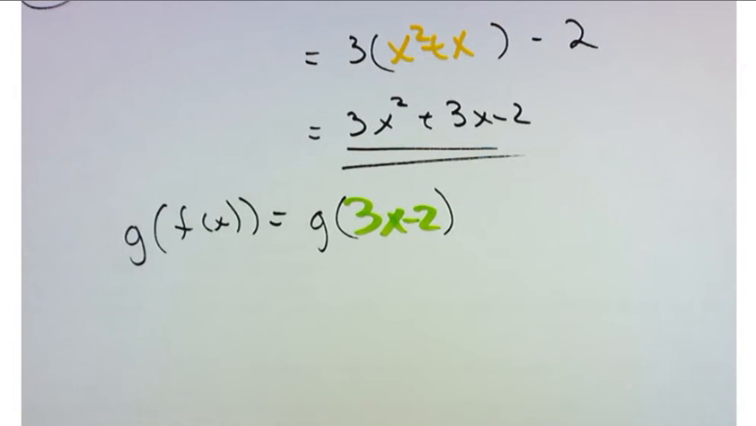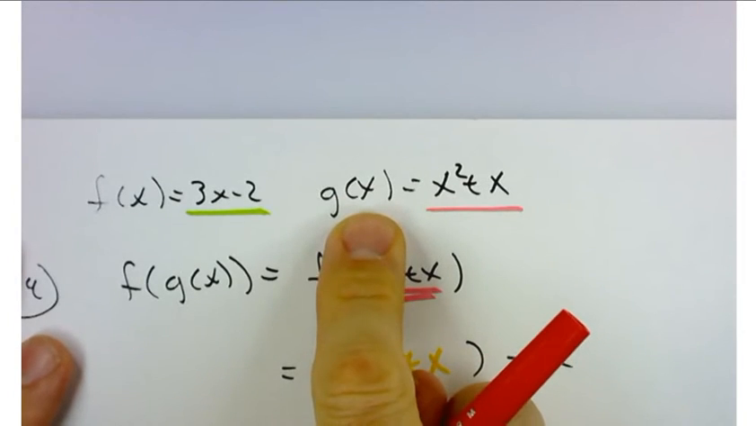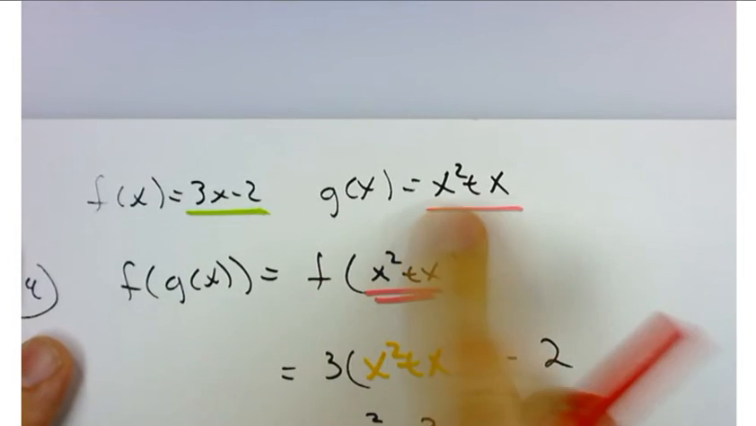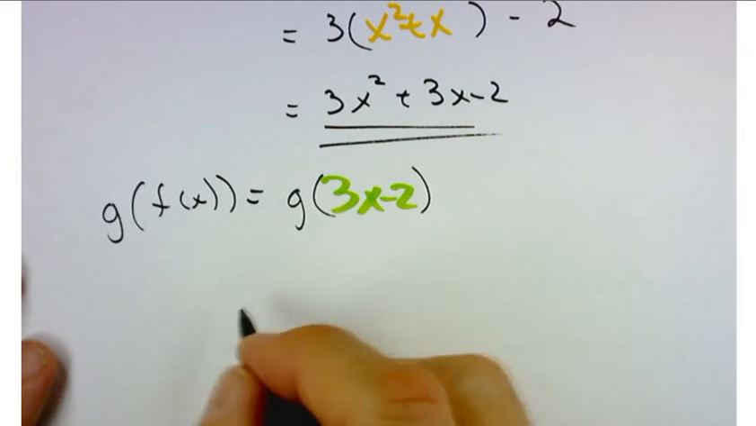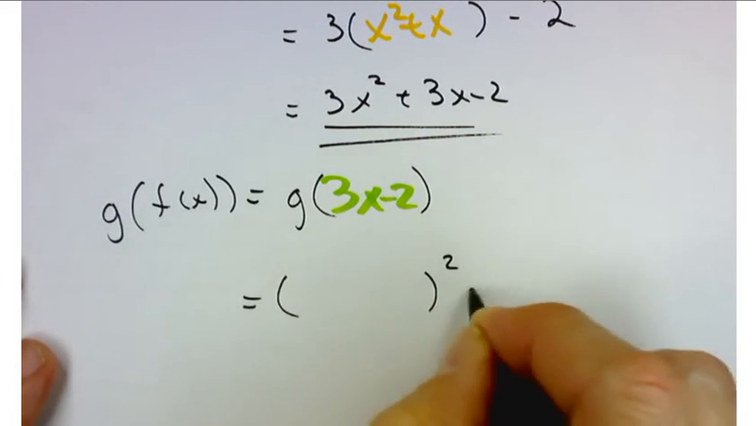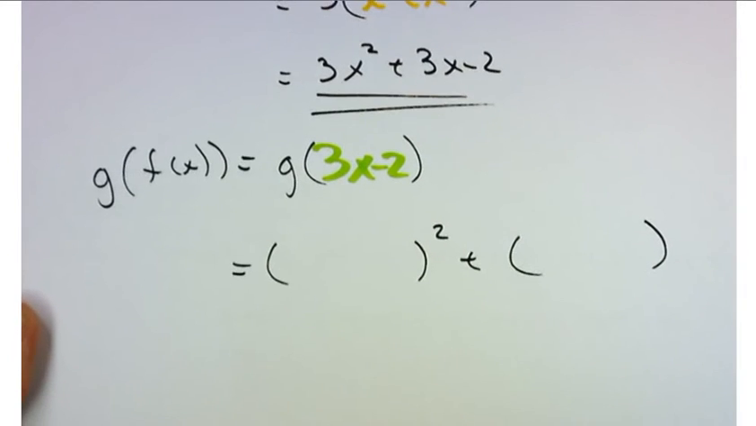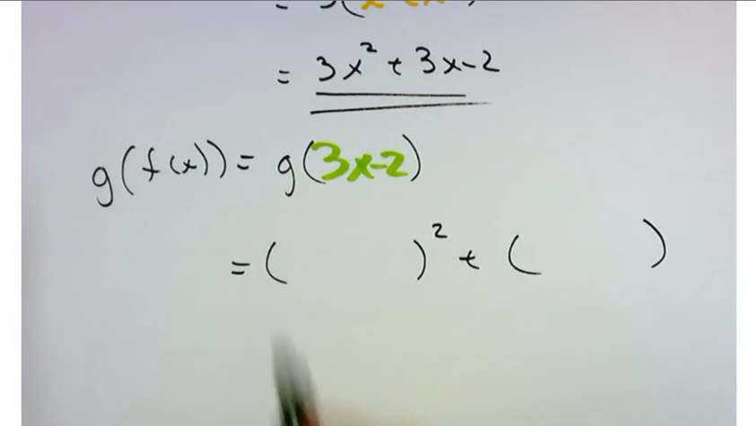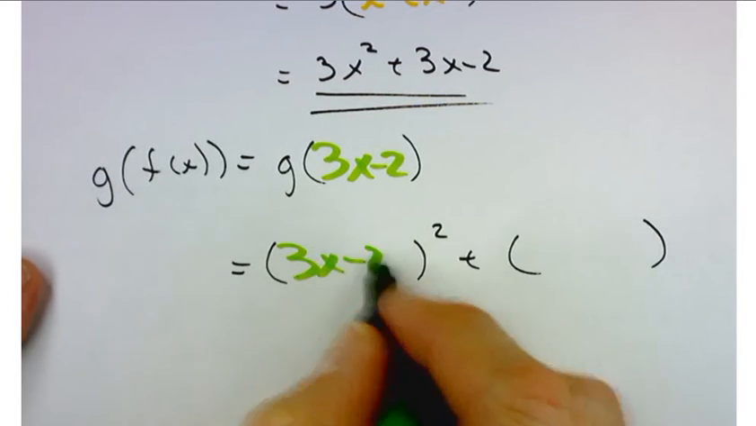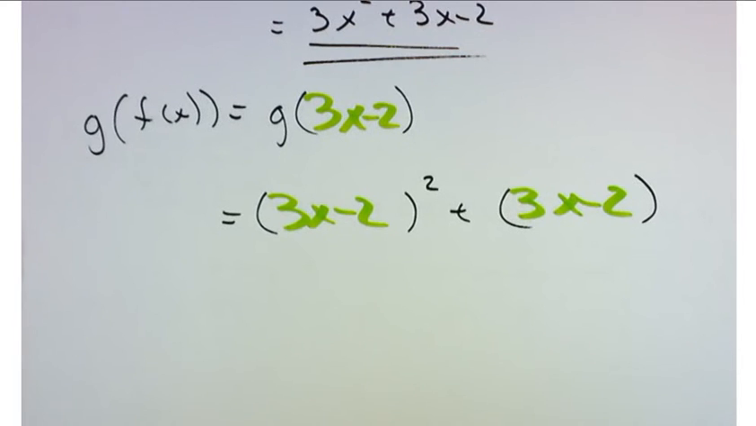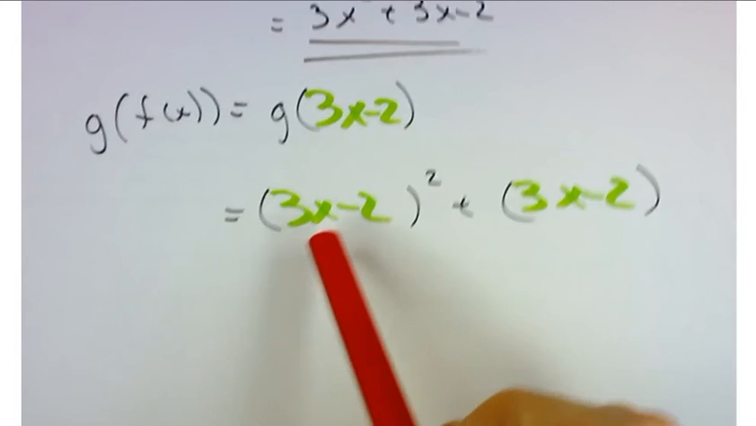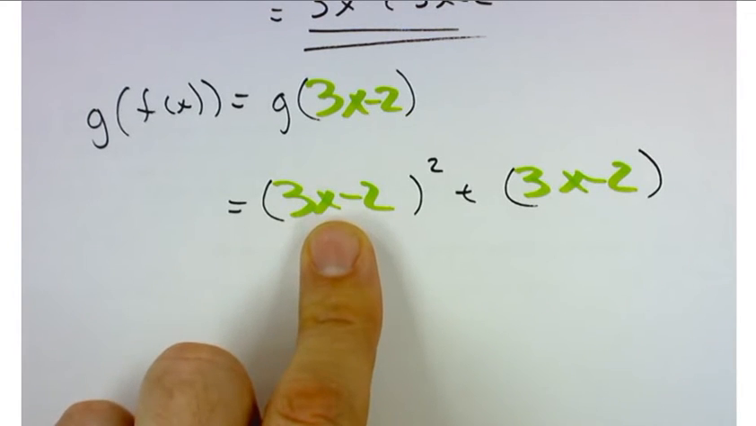Now let's go to the rule for g of x. The rule for g of x says whatever you put in these parentheses, you're going to square it and then add x. So square it and then add itself. So that means you're going to take 3x minus 2 and square it, and then add 3x minus 2. All right, I've got more room. Do you want me to square that one out, or can we do it in our heads?